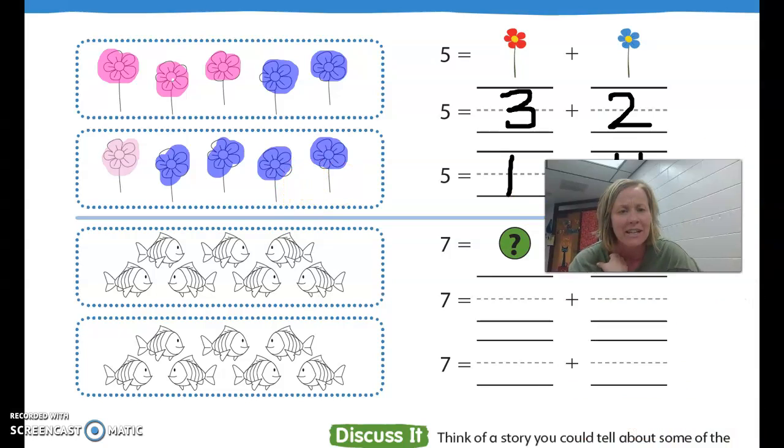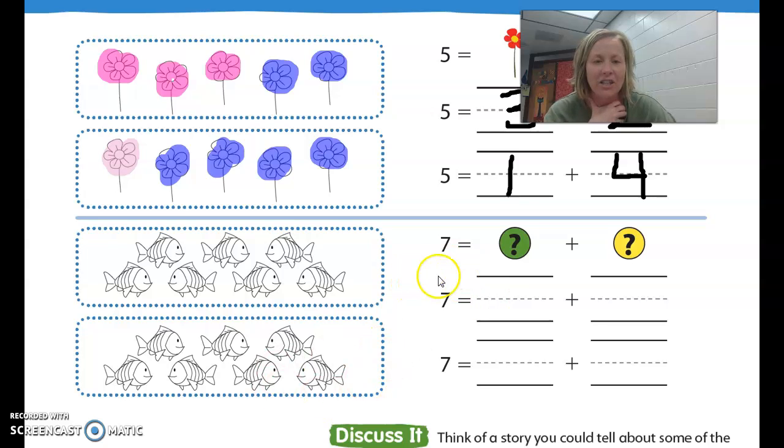All right, boys and girls, now we're down here on our fish. So we're going to have some green and some yellow fish. So get out your crayons and in those pictures, color some green and some yellow, and then write your number sentences. When you're all done, stop and check with me.